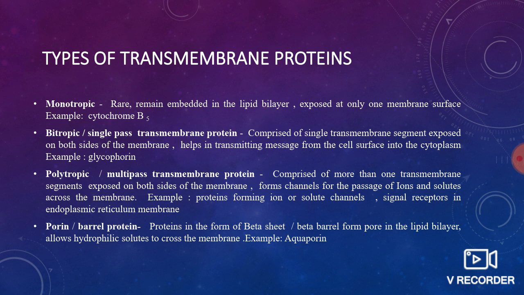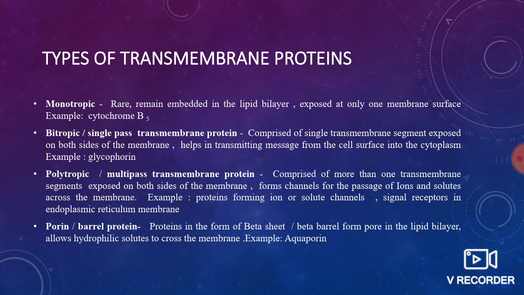Types of transmembrane proteins. They are of the following types: monotopic, bitopic, polytopic, porin or barrel protein. Monotopic transmembrane proteins are rare. They remain embedded in the lipid bilayer, exposed at only one membrane surface. Example is cytochrome b5. Bitopic or single pass transmembrane protein is comprised of a single transmembrane segment exposed on both sides of the membrane. They help in transmitting messages from the cell surface into the cytoplasm.